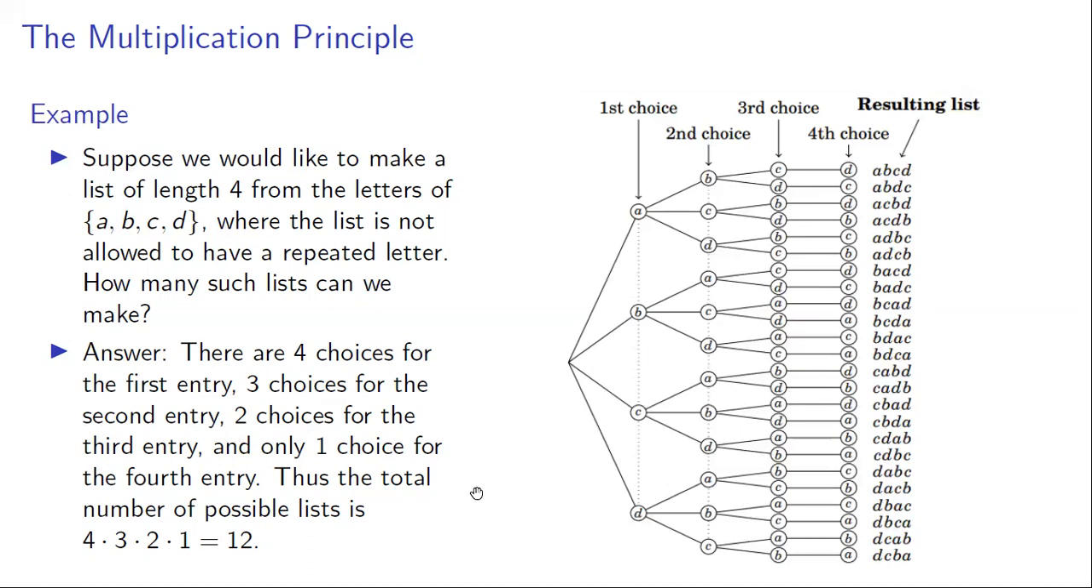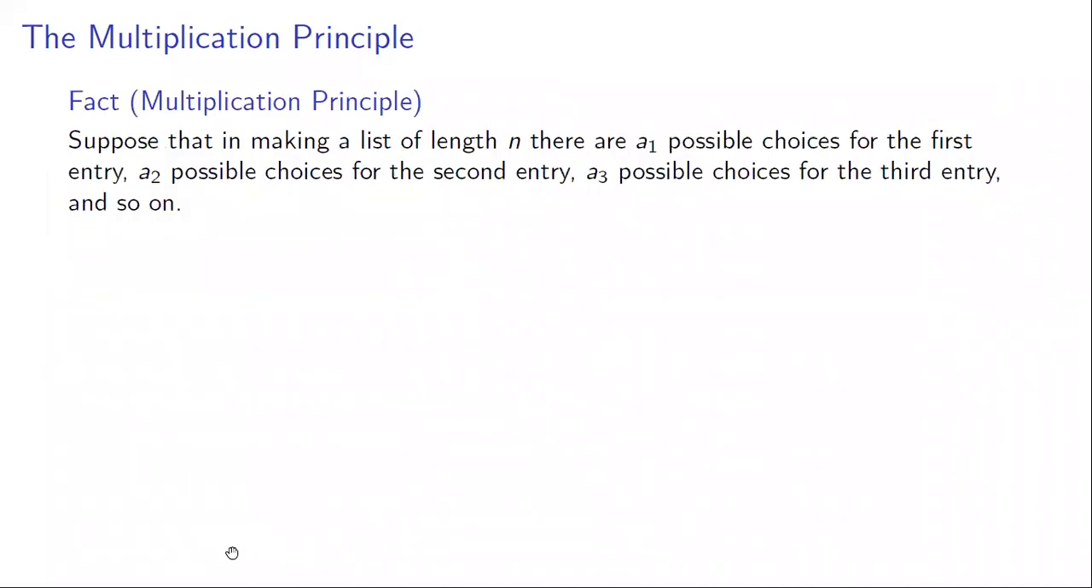Thus, the total number of possible lists is 4 times 3 times 2 times 1, which is, well, this is not 12. This is 24. It's a mistake. All right, so 24. Okay, so these two previous examples were examples illustrating the multiplication principle.